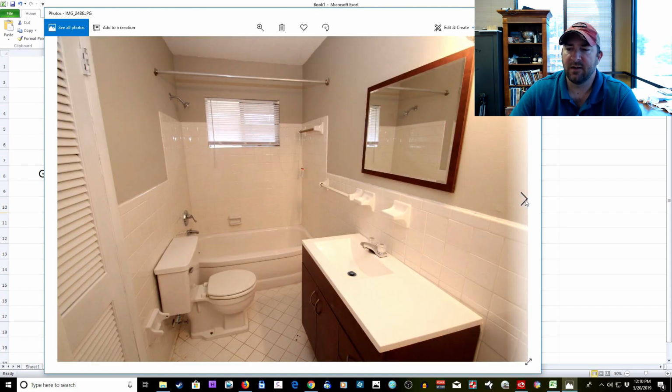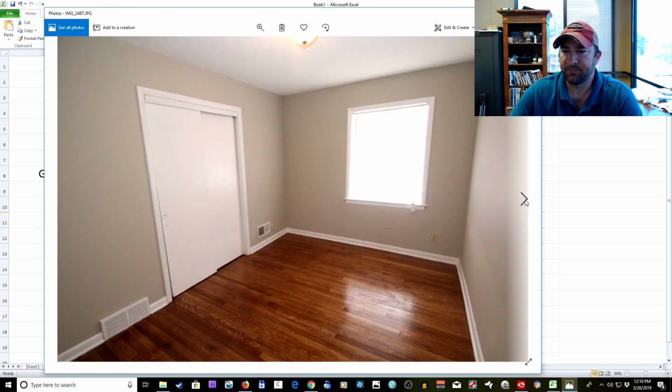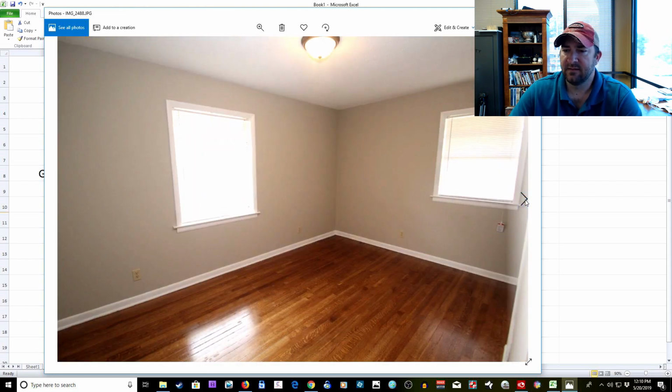The hallway bathroom here, we just swapped out the vanity. All the tile and everything was in very good condition. We did a new vanity, mirror, light fixture, really cleaned up. All new mini blinds.